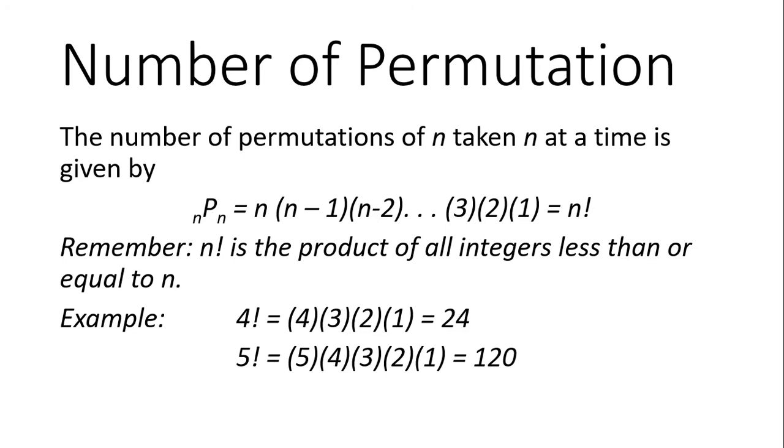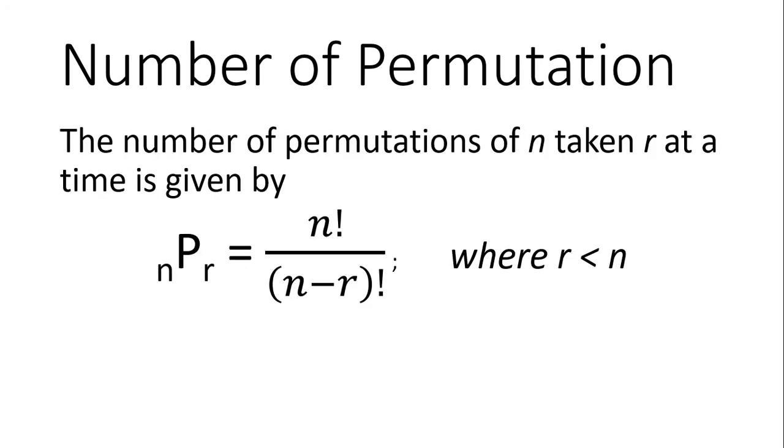Secondly, 5 factorial is the same as 5 times 4 times 3 times 2 times 1, which has a product of 120. While permutation of n taken r at a time is given by: permutation of n taken r is equal to n factorial over the quantity of n minus r factorial, where r is less than n.